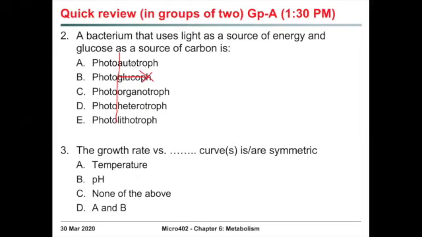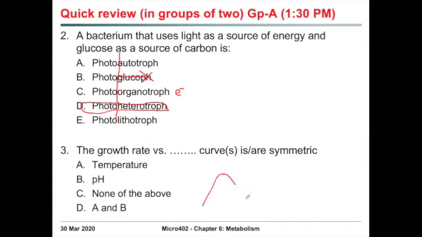So is it photoautotroph? No, autotroph means carbon dioxide. Is it photoorganotroph, heterotroph, lithotroph? Organotroph, it uses glucose but not as a source of carbon, as a source of electrons. Lithotroph of course uses inorganic compounds, so not glucose. So we are left with photoheterotroph.